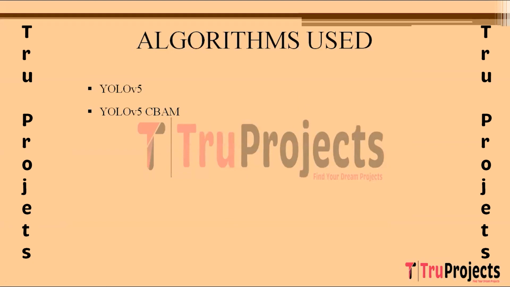So YOLO V5 CBAM incorporates the convolutional block attention module, that is CBAM, into the YOLO V5 architecture. CBAM enhances feature representations by selectively focusing on important parts of an image, improving detection accuracy. This modification aims to boost the model's ability to discern weight heads effectively.